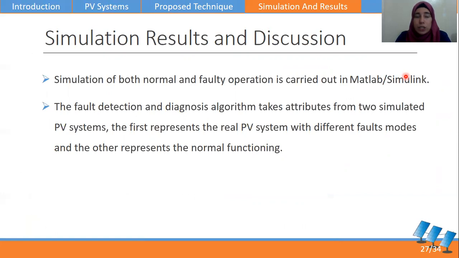Simulation. In order to test the performance of our algorithm, simulation of both normal and faulty operation is carried out in MATLAB. The fault detection and diagnosis algorithm takes attributes from two simulated systems. The first represents the real system with different fault modes, and the other represents the normal functioning.